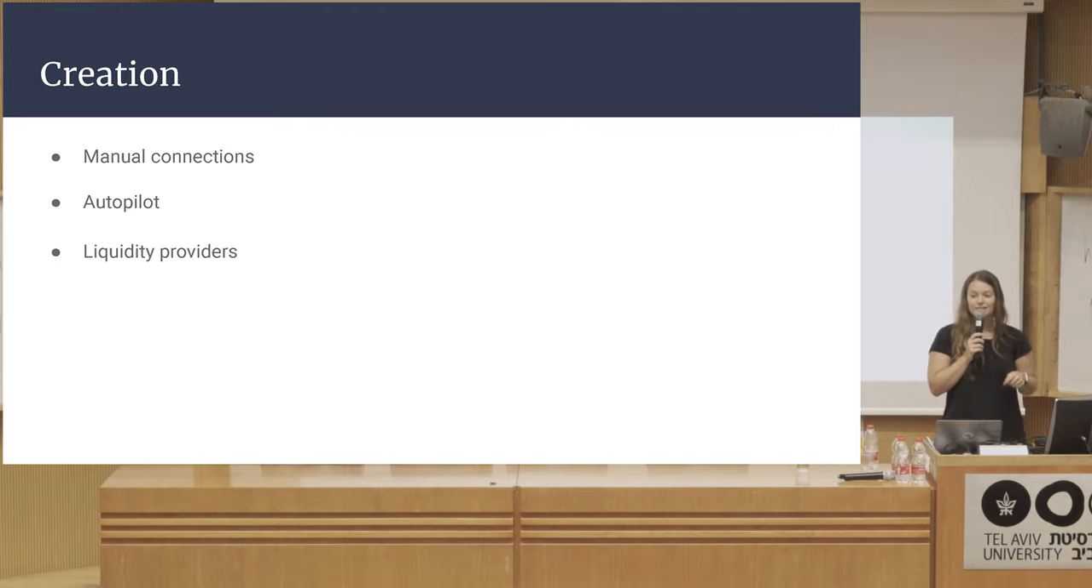But then in 2017, LND, which is one of the three main implementations we have today, added something called autopilot. And this is something to automate the way in which you connect to nodes. And it worked on a system called preferential attachment, which meant that you would become more likely to connect to nodes which had a lot of channels open already and had a lot of liquidity. And this kind of drove the development of this hub and spoke network as well.